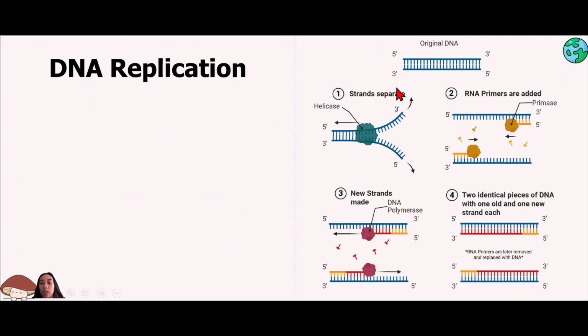This is just a random piece of DNA, and notice that I have labeled it 5' to 3' and then 5' to 3' on the other side. Remember that DNA is bidirectional, so one side goes one way and the other side goes the other way.